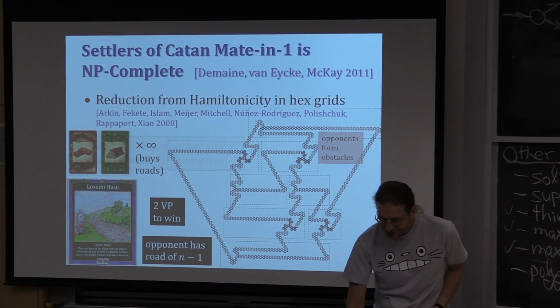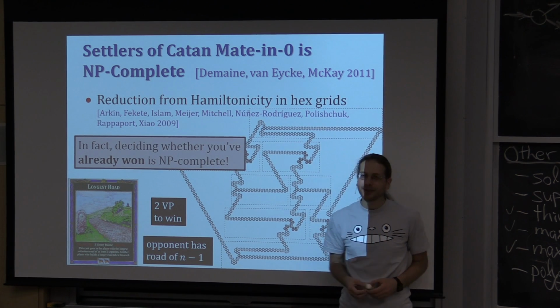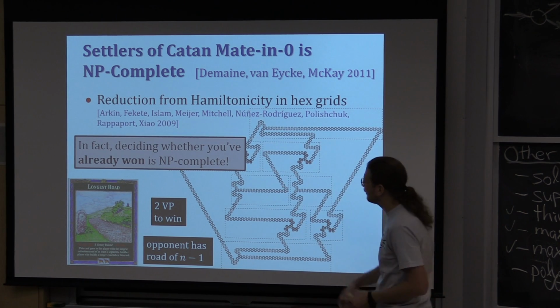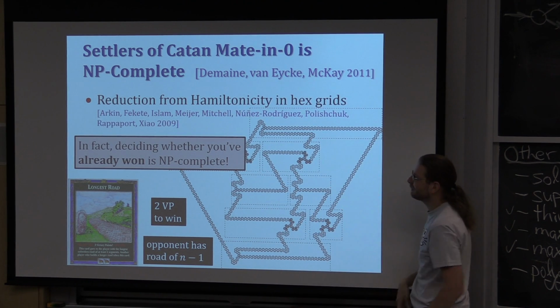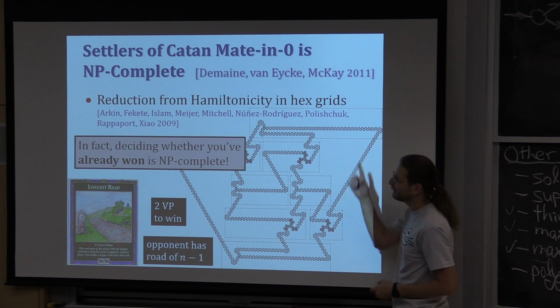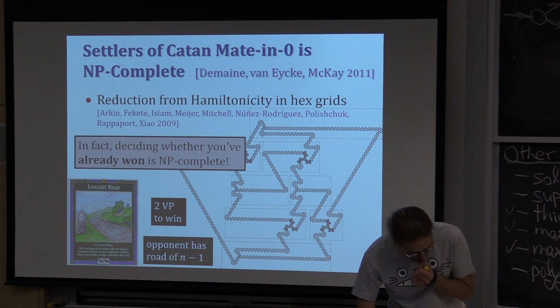road. In fact, I like to say mate in 0 is NP complete. Deciding whether you've already won the game is NP complete, right? Now you don't even need cash. It's just I give you a configuration. Do you have the longest road? Is NP hard. So it's the only mate in 0 hardness result I know of. Maybe we can find more.